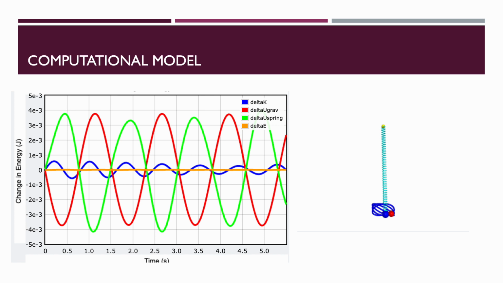On the left-hand side, we have the energy plotting graph as opposed to time. As can be seen, the delta total energy has remained the same, as in the ideal condition we assume in the computational model with no loss of energy.